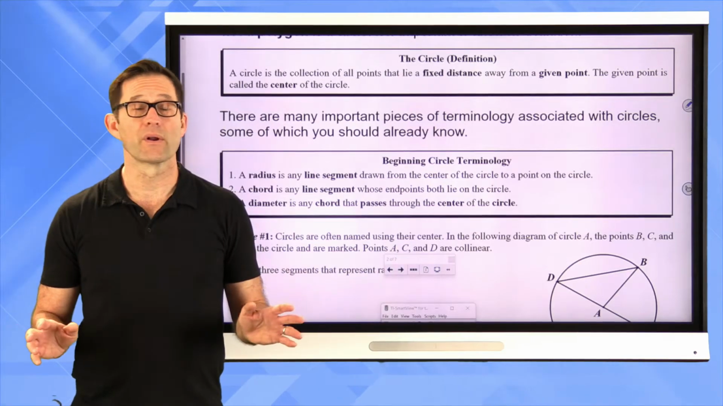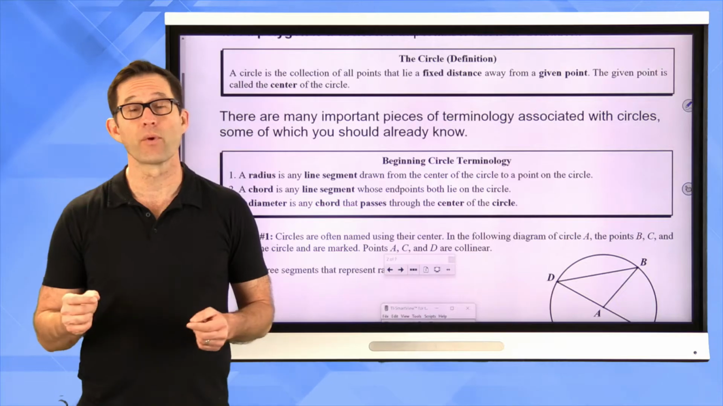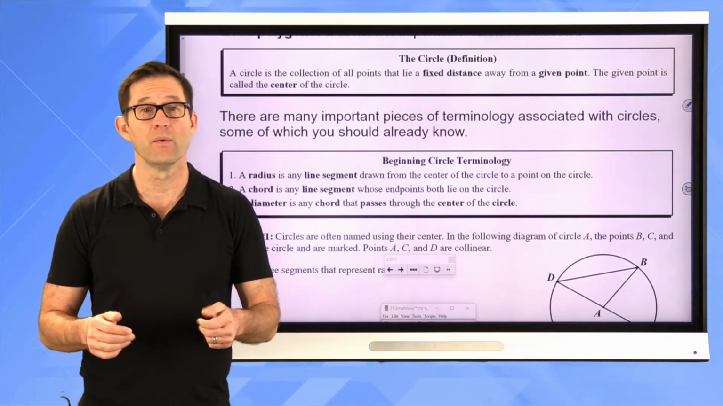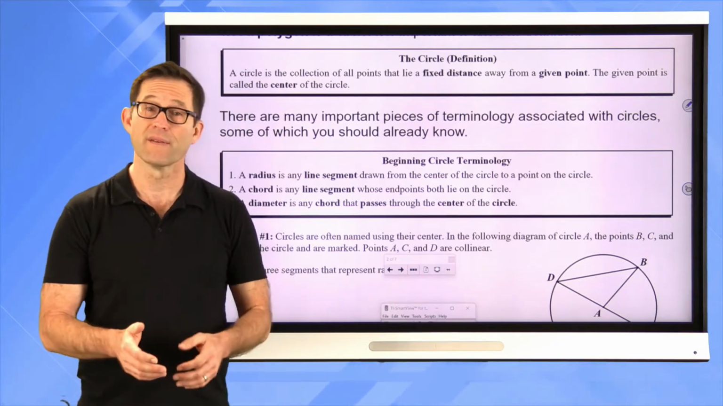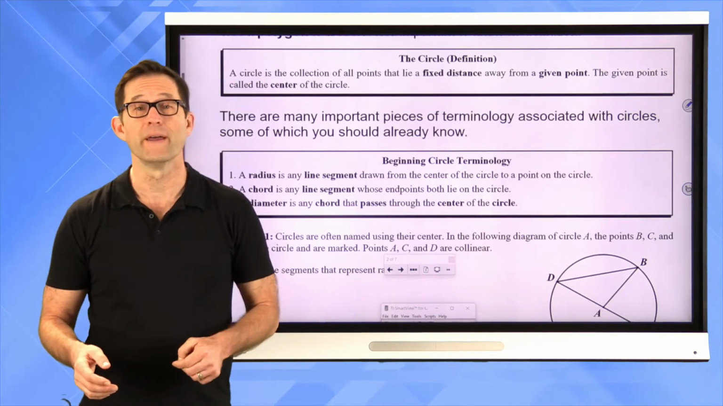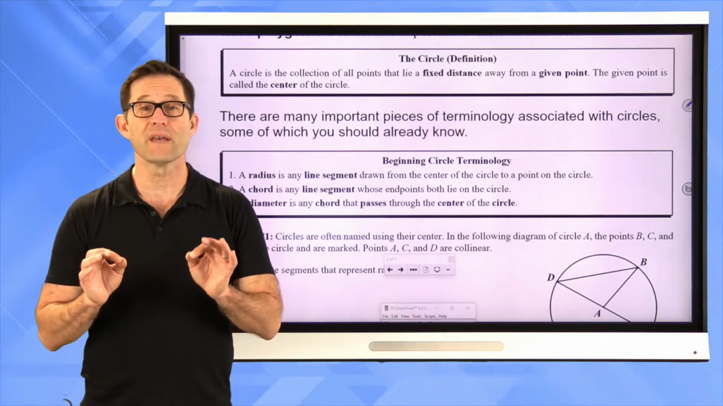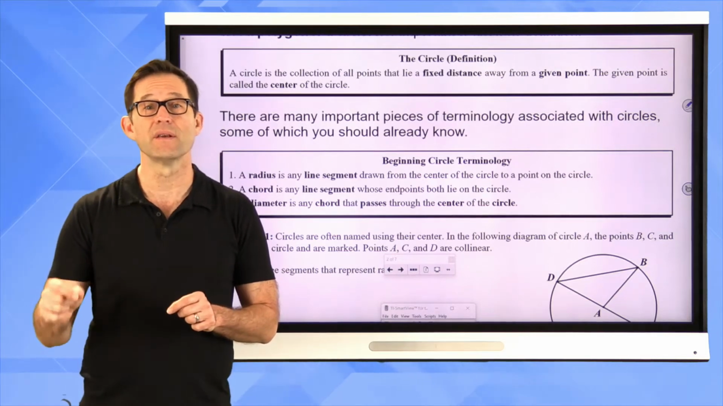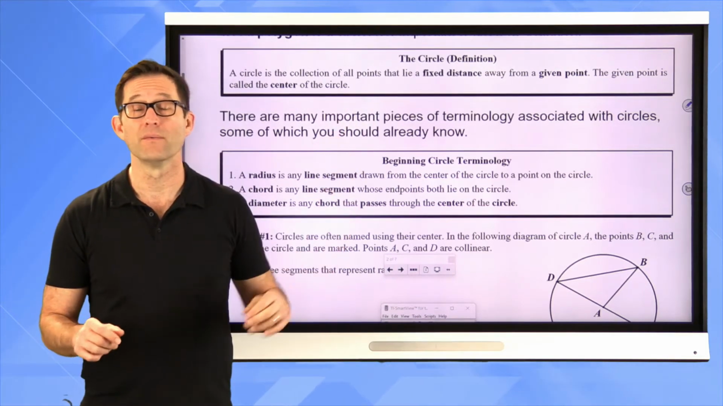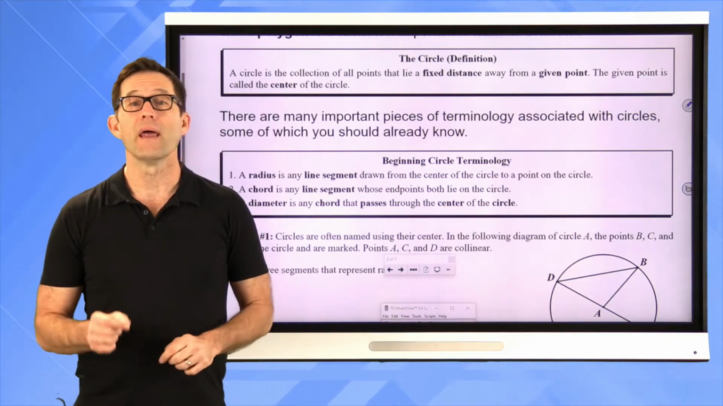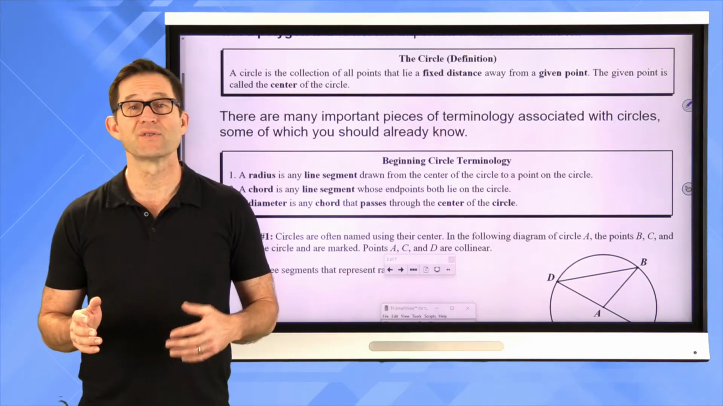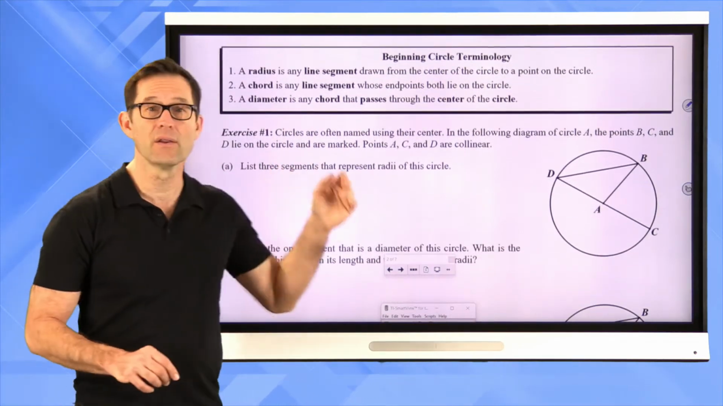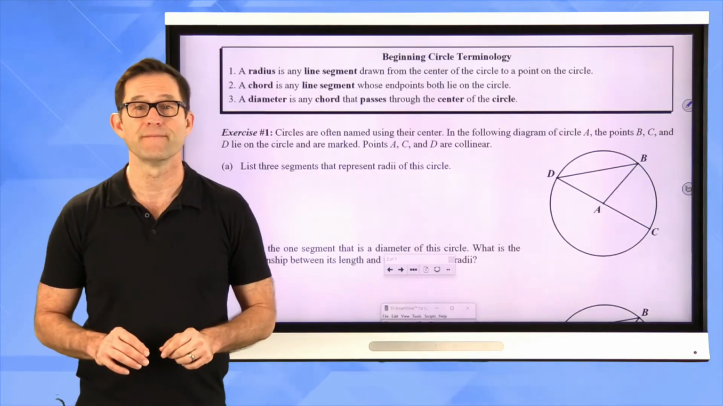Now, this is absolutely critical because you've been seeing circles probably since before you could even talk, right? In your fundamental little picture books that your parents were probably showing you when you were very young, there were circles and they likely pointed at them and said, that's a circle. But what truly defines a circle is the collection of all points that lie a fixed distance, a given distance, away from some other point, which we call the center of the circle. Now, there are many important pieces of terminology associated with circles, some of which you should already know from previous courses. So let's take a look at some basic terminology.